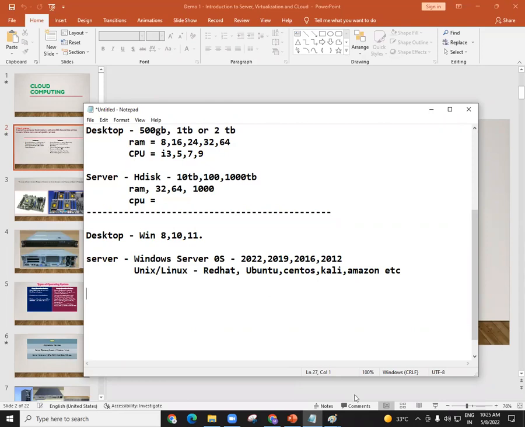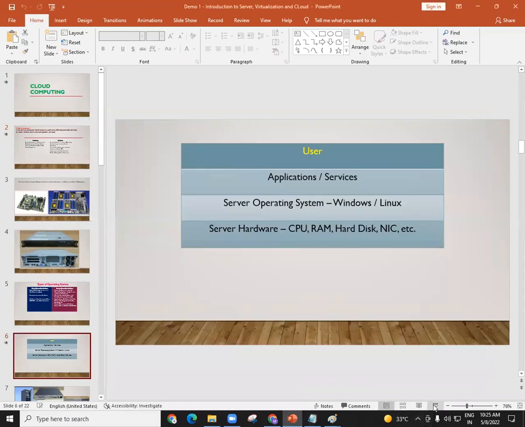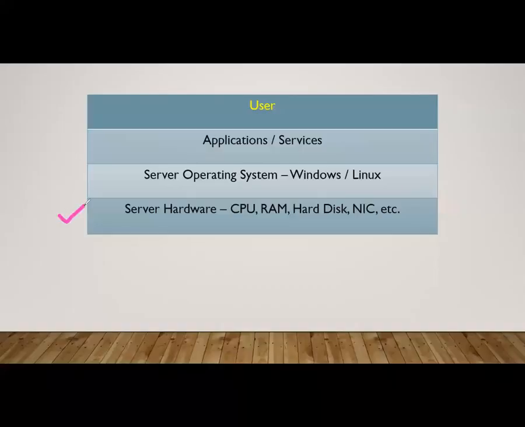Now, let us see this. This is very interesting now. See here, friends. This is server hardware. We have seen this now: CPU, RAM, hard disk, NIC, all those things. This is the server operating system. It can be Windows or Linux.